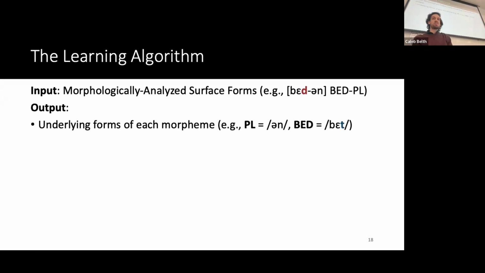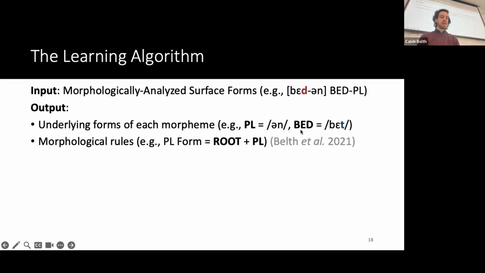And then it's going to output a whole bunch of things. The first thing is going to output an underlying form for each morpheme. For example, schwa n for plural and bet for bed, or something like that. And it's also going to output some morphological rules to put together those morphemes into words. And this is not going to be the highlight of what I'm going to talk about today.